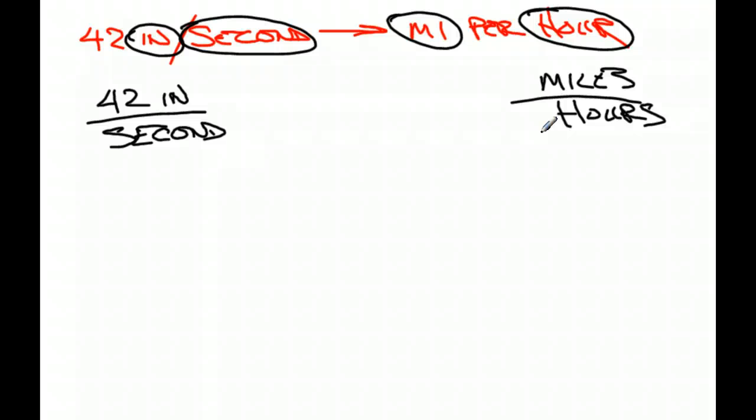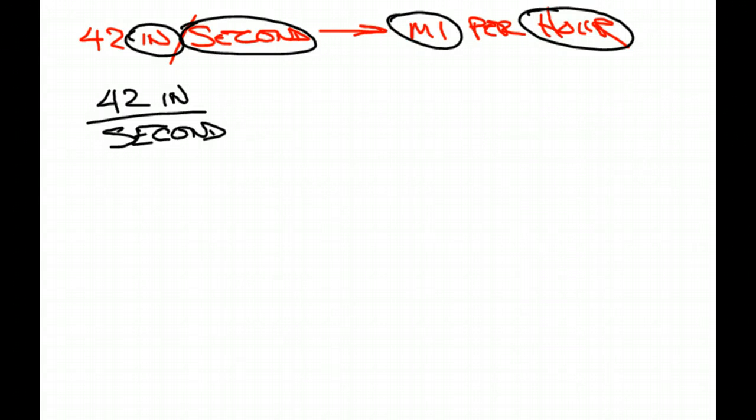Okay, so let's get rid of my miles per hour right now because I won't have room to put it all up there. So, your choice, Ben. Do I want to change inches to miles first or seconds to hours first? It doesn't matter. It's just whatever you want to do. Seconds to hours.